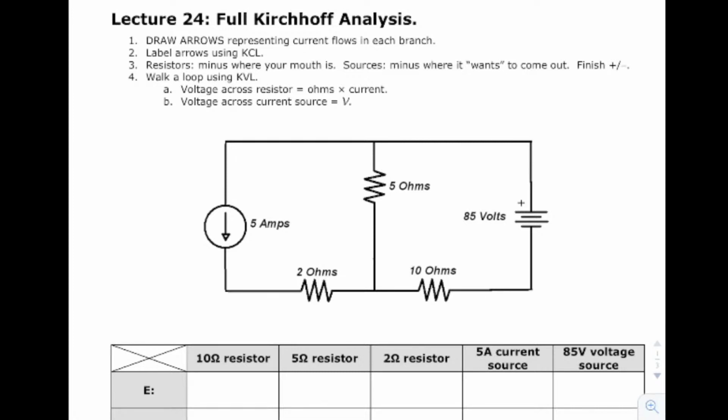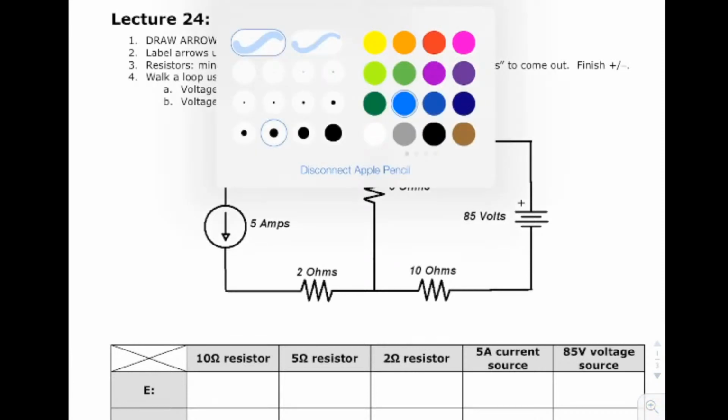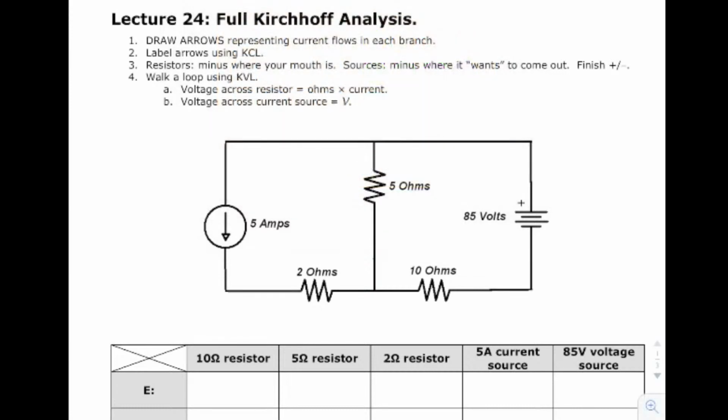So if you take a look at this first circuit here, you'll notice it has more branches to it than the other ones did. Let's identify the branches, in fact. So you see this 5 ohms right there? That counts as a branch. It counts as a branch because we've got a junction here, right?